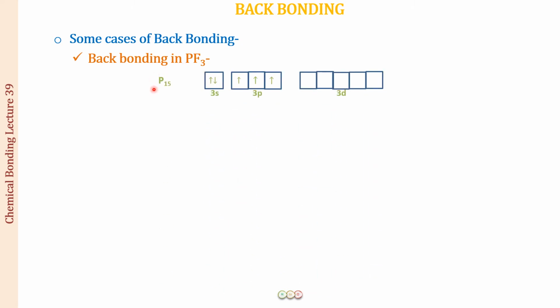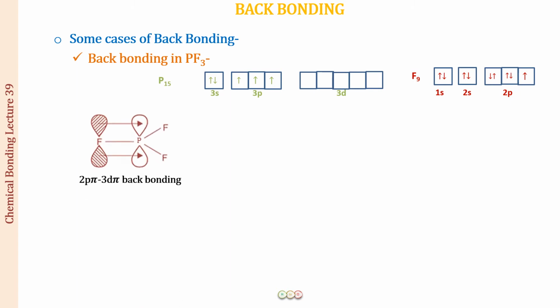So phosphorus is going to be outer shell configuration 3s2 3p3, and after that we have 3d orbitals which are going to be empty. And as far as fluorine is concerned, it is going to be 2s2 2px2 2py2 2pz1. So it has lone pairs of electrons in the p orbitals. So it satisfies all the conditions which are required for back bonding. So let us see back bonding in BF3.